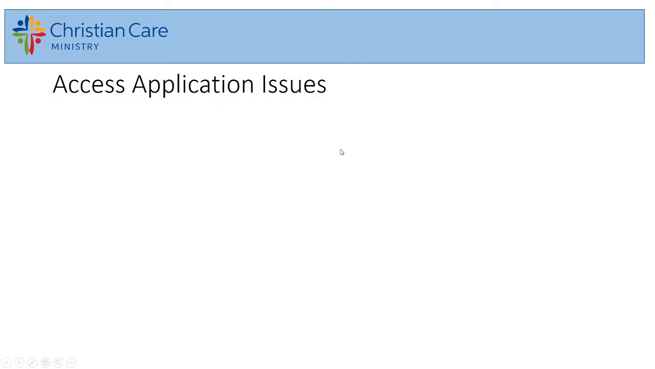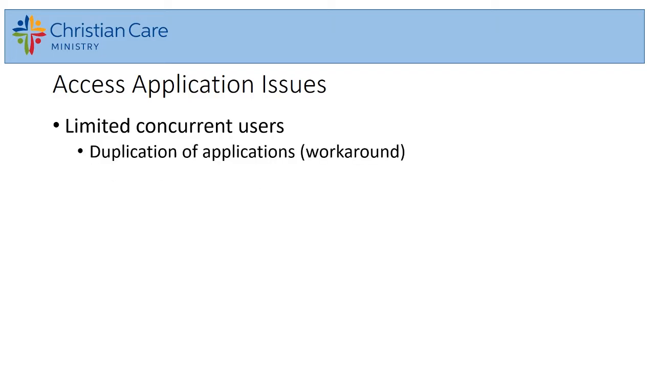These Access applications have several issues. The first is that there are limited concurrent users. A single copy of an Access application can only serve 20 to 30 people. So as a workaround, we have duplication of applications. In other words, many copies of the same application running, and users have to know which copy they're supposed to be using.